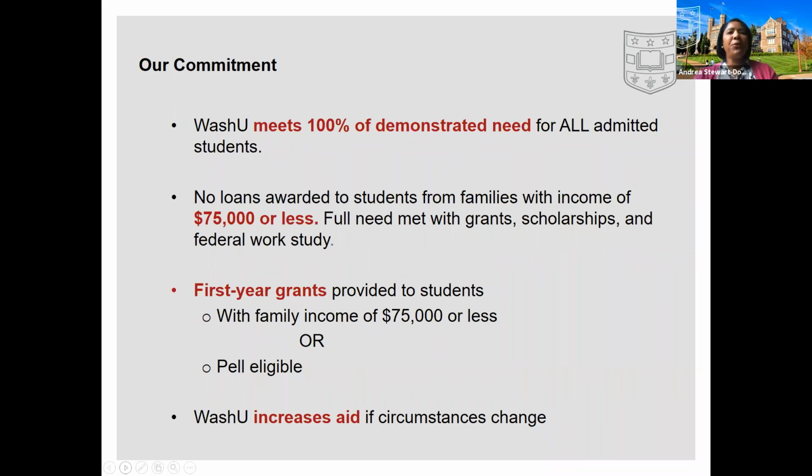And then finally, WashU increases aid for family financial circumstances that change. I really do want to remind folks of that. We know that things happen all the time and situations change. To make the process as simple and as stress-free as we can, we have a form on our website called the Financial Aid Award Reconsideration Form. This is a form that you can download, fill out, submit, and get into our office.